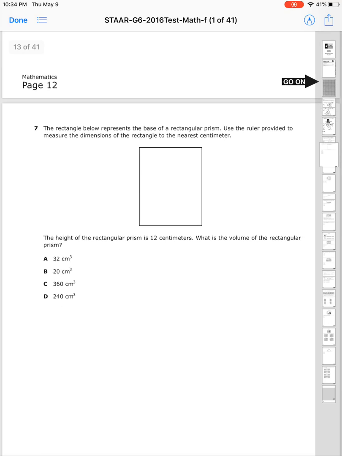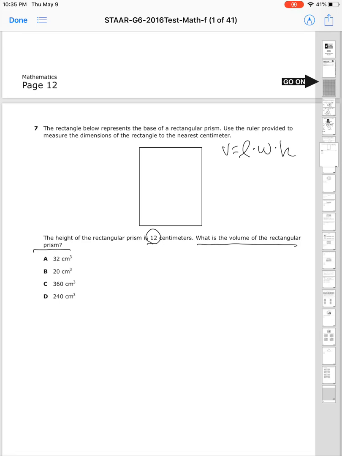Okay, moving on to number 7. Okay, so number 7, the height of the rectangular prism is 12 centimeters. What is the volume of the rectangular prism? So remember, my volume formula is V equals length times width times height. Please make sure that you remember this formula. Please, please.